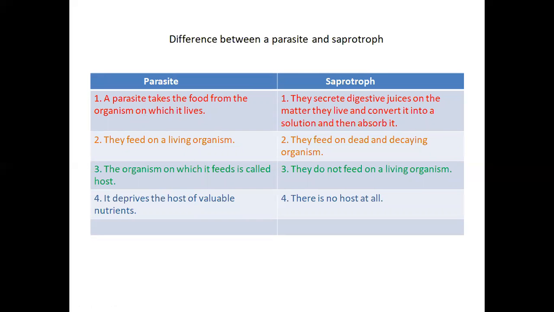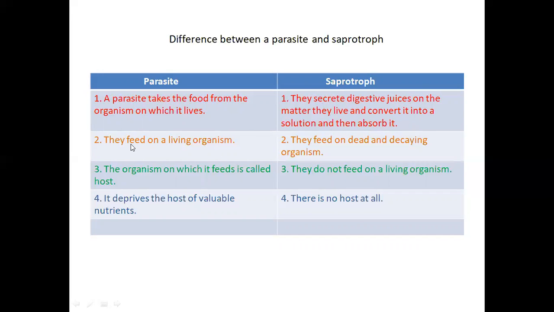Now, let us learn some of the differences between a parasite and a saprotroph. Whatever we have learned, here is a short summary of it. A parasite takes the food from the organism on which it lives. Note down, a parasite takes the food from the organism on which it lives. Whereas a saprotroph secretes digestive juices on the matter where it lives and converts it into a kind of solution, and then it is absorbed.